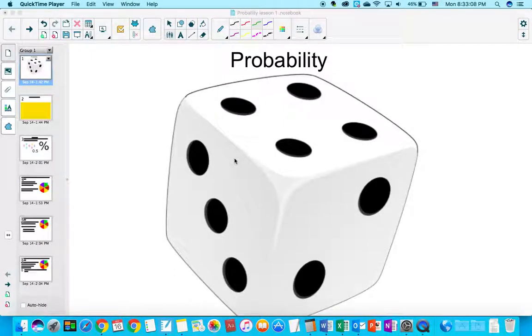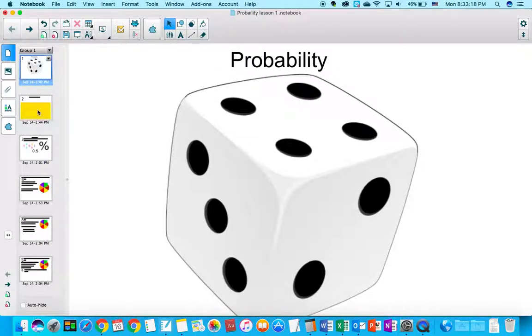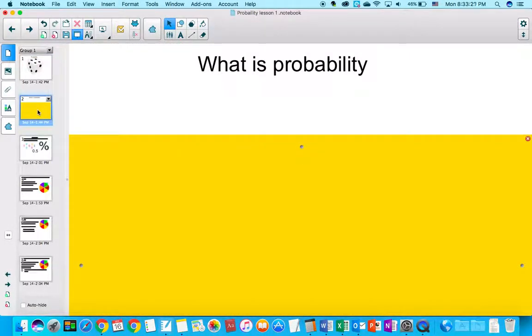Watching this video, you're watching the first lesson in the unit of probability. This unit will be talking about what probability is and how we can calculate it. So I'd like to start this unit with the question: what is probability?